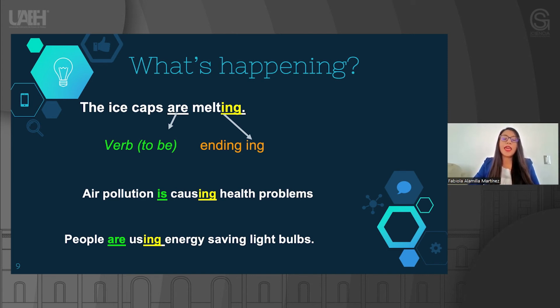Remember that for all the verbs where we want to express that something is happening at this moment, we need to add ing. On some occasions, we need to remove the letter E. So for example, cause and use end in the letter E, so it changes with ing, okay?